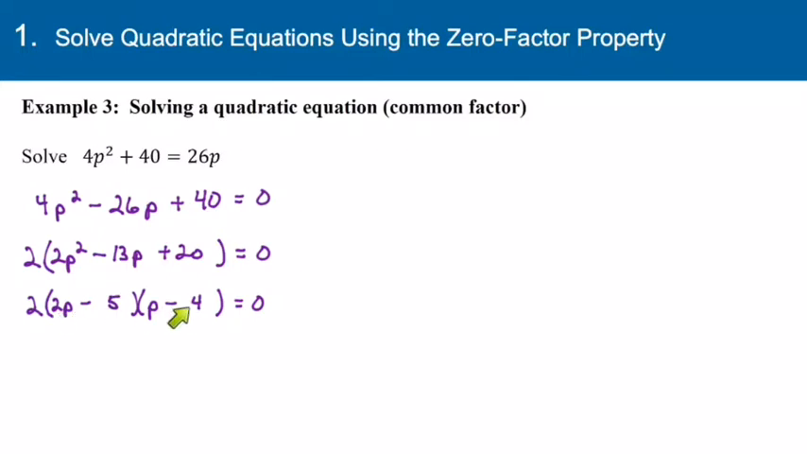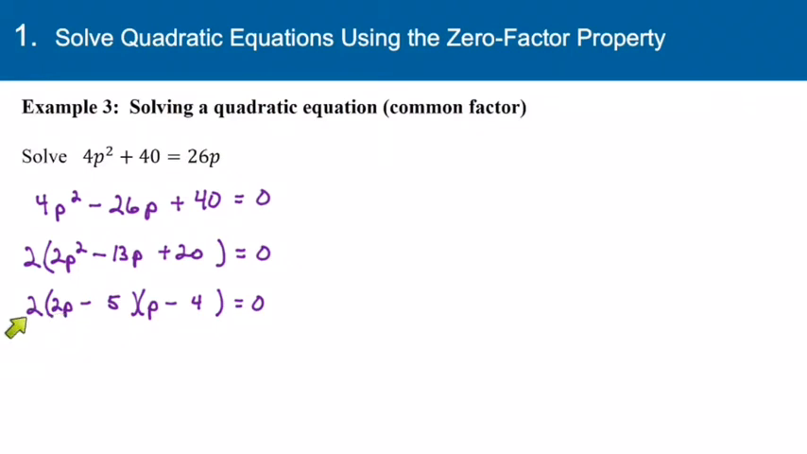If this is the right factoring, then outer plus inner will add up to that middle term. Do not say to yourself that 4 times 5 is going to have to make 13. That's not the way it works. Outer plus inner has to make negative 13p. So let's see. 2p times negative 4 is negative 8p. Negative 5 times p is negative 5p. Negative 8p and negative 5p together make negative 13p. And so this factoring is correct.